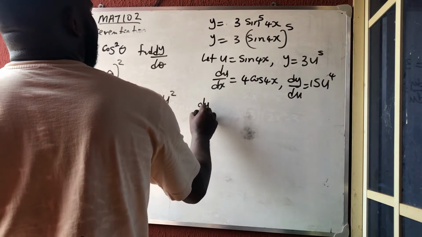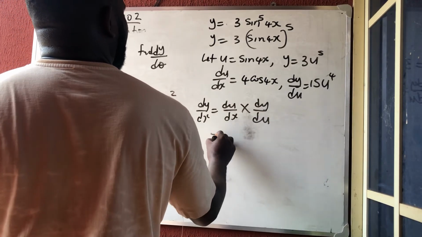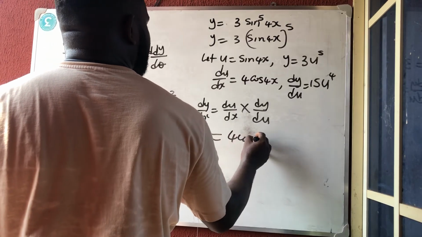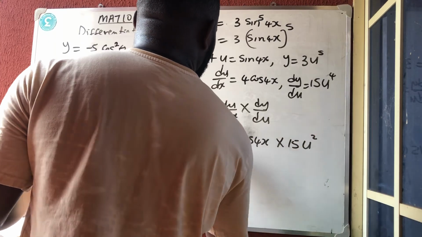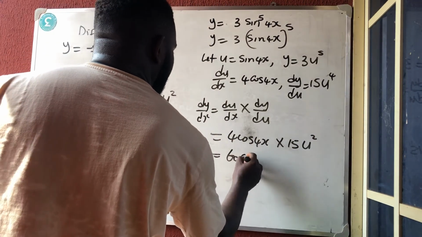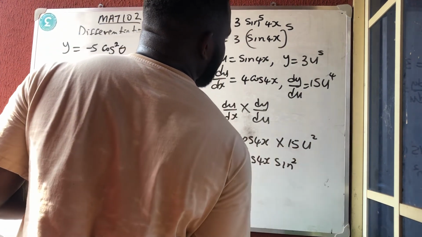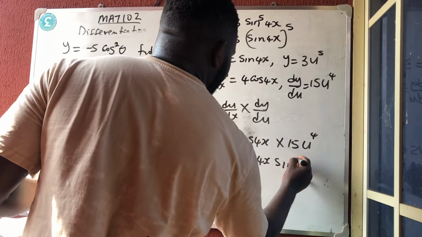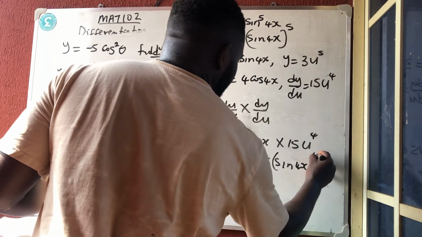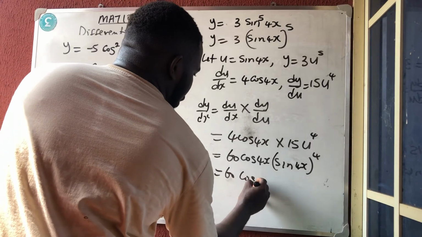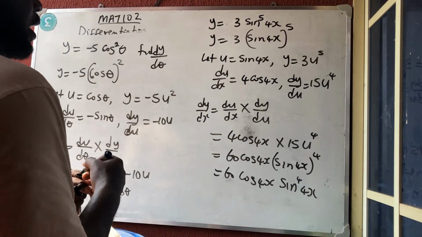So my answer becomes dy dx is now du dx times dy du. So which is 4 cos 4x times 15 u to the power 4, which is what? 15 times 4 will give you 60 cos 4x sine, is it raised to power 2 or raised to power 4? Raised to power 4. Sine 4x, then raised to power 4, which can be written like this: 60 cos 4x, then sine 4x to the power 4, like this. Okay, they are all the same thing.